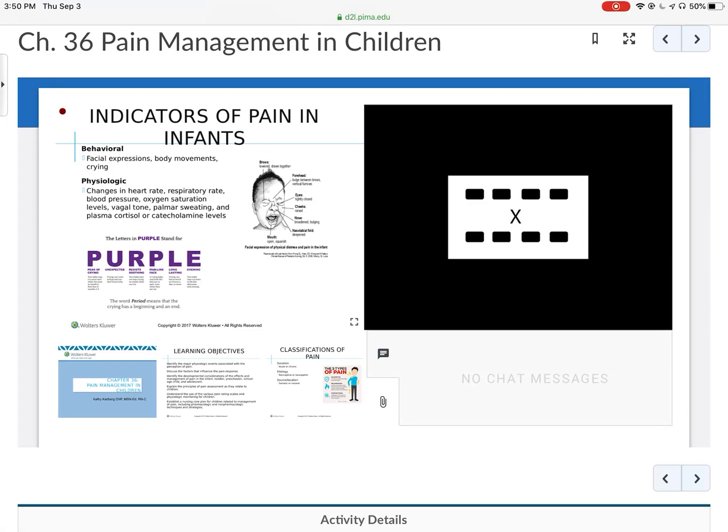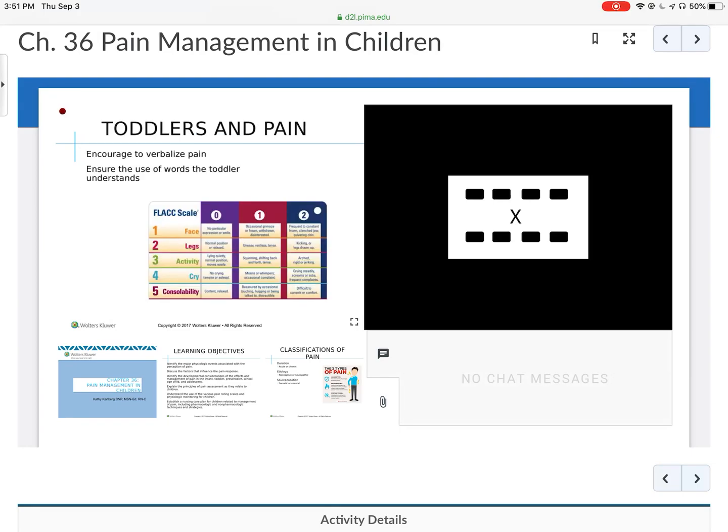They're squirmy. We're looking for changes in their heart rate, so an increase in their heart rate. So tachycardia, tachypnea. What's their blood pressure doing? Kids normally are normotensive. Oxygen saturation in times of stress will decrease. Their vagal tone, sweating. So we're really looking at all these signs and symptoms of pain. There's a little acronym about crying, and crying has a beginning and an end, so you can explain that to the parents. Sometimes kids have colic, which I mentioned, and that's really hard for them to deal with.